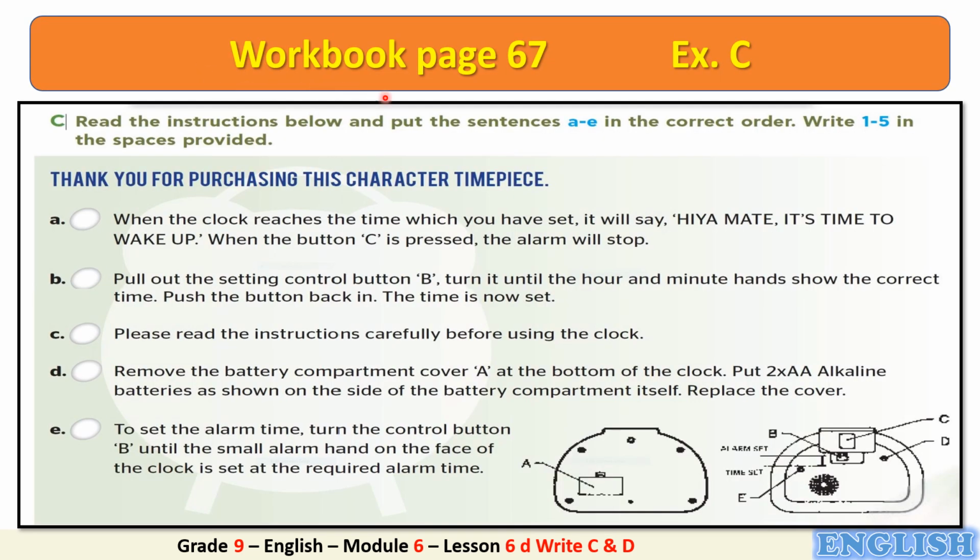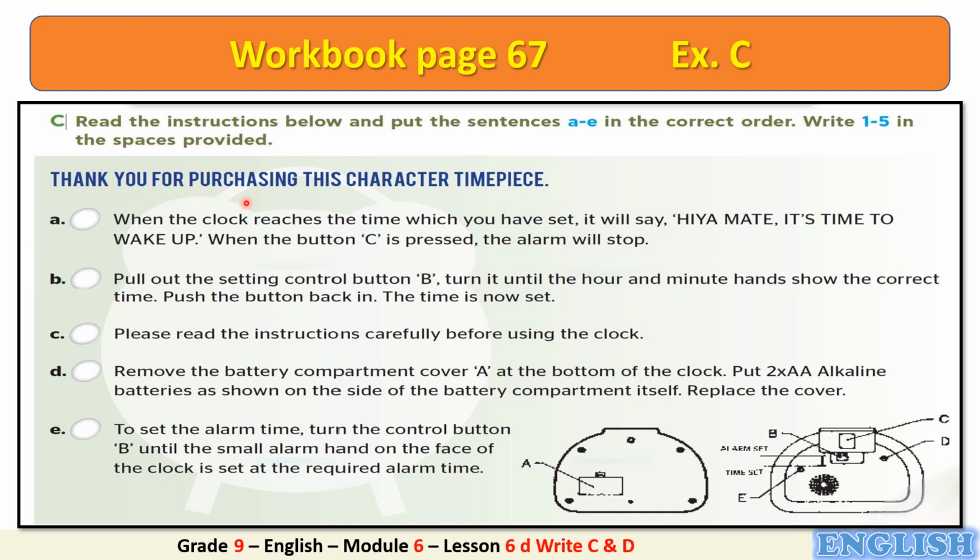Now let's go to workbook page 67, exercise C. Read the instructions below and put the sentences A to E in the correct order. Write 1 to 5 in the spaces provided. As you see, my dear students, this process is described in 5 instructions or 5 steps. Let's read the instructions together.